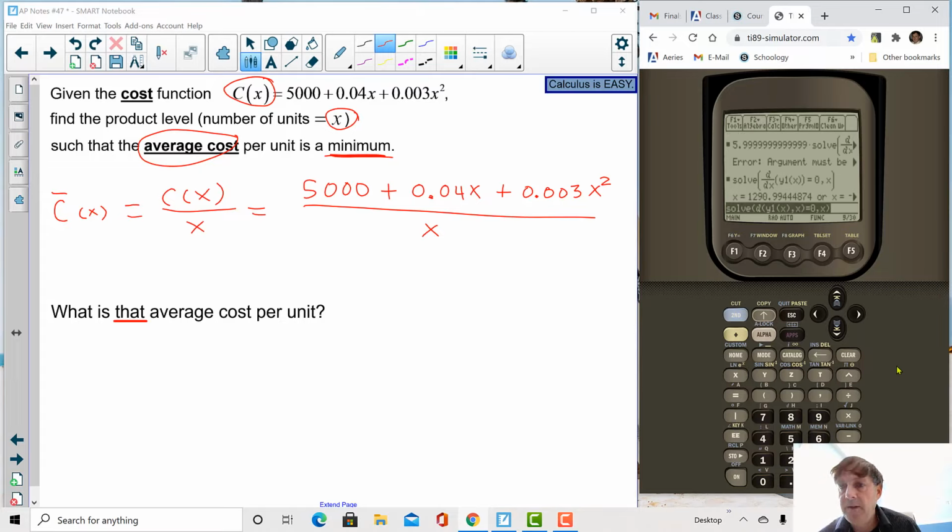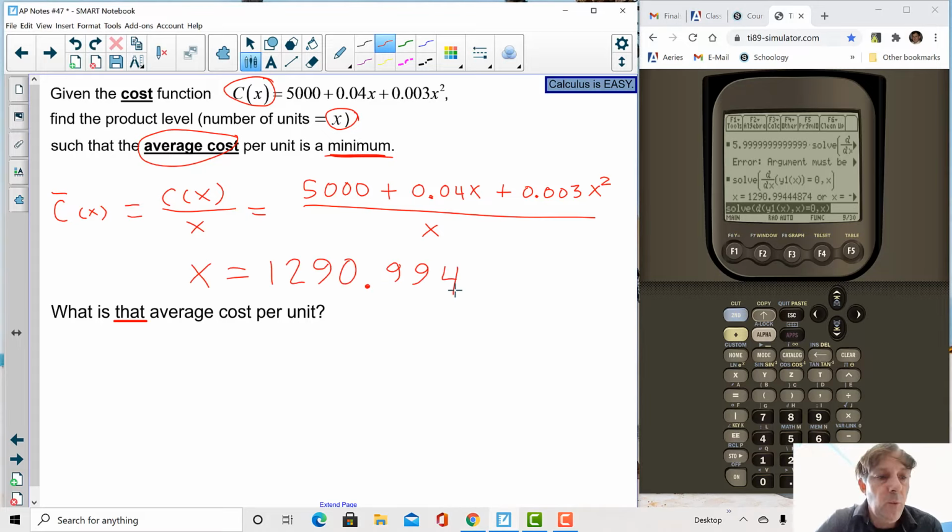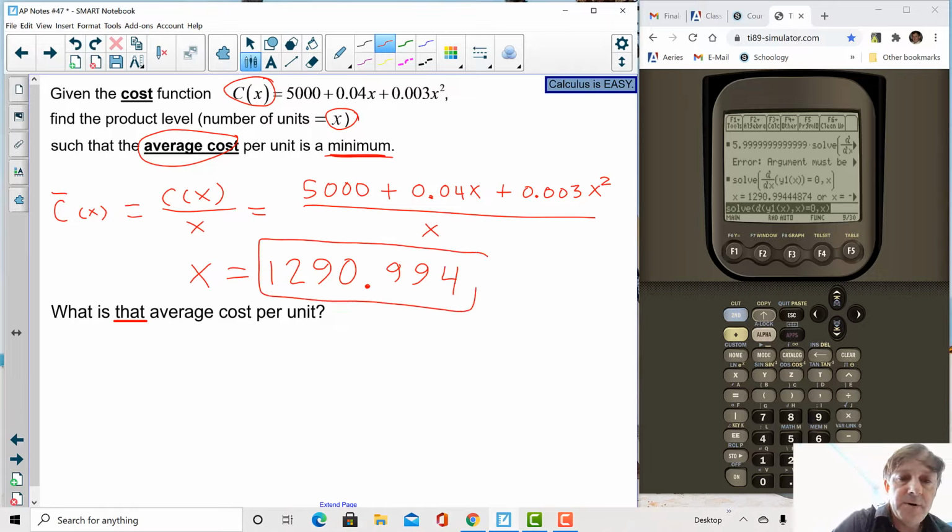Okay, it's giving us a couple answers. One of them is negative. Remember, you can't have a negative x value, that doesn't make sense. So we'll just take the positive one. Then it says, what is that average cost per unit? So we're just going to plug our critical number into the average cost function.